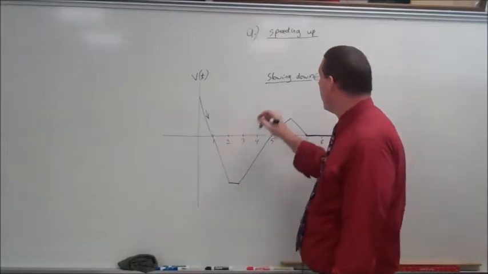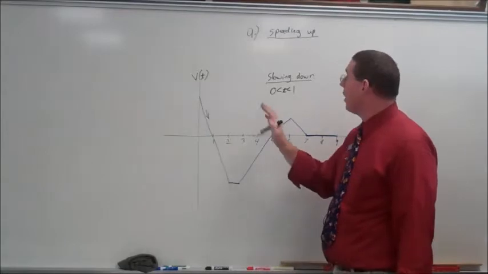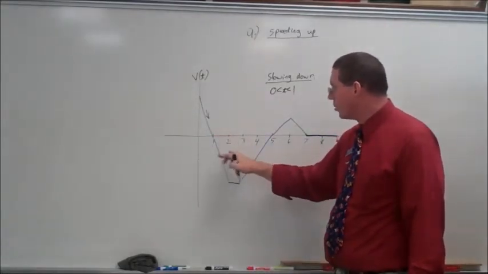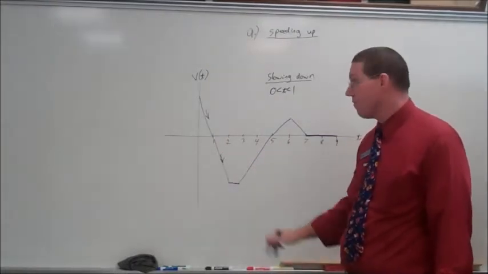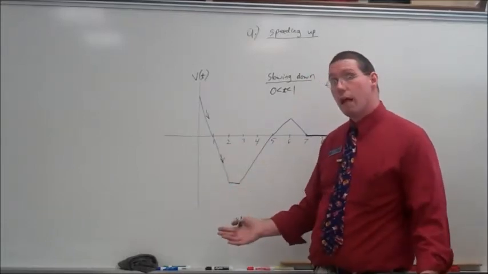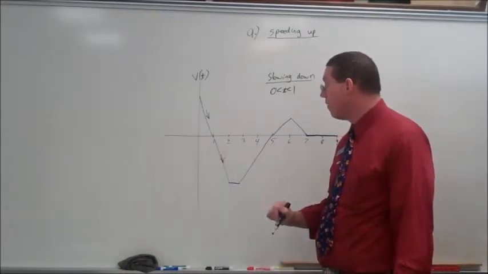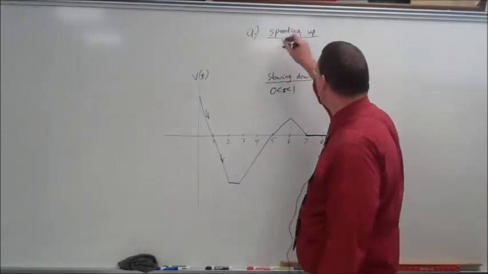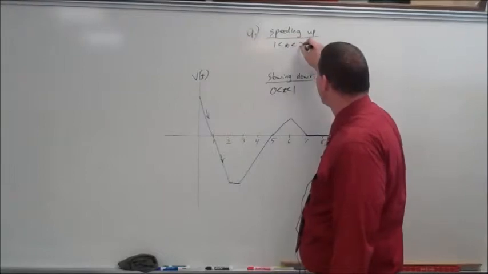So from 0 to 1, the object is slowing down. But starting at 1 and going to 2, acceleration is still negative because velocity has a negative slope, but velocity is below the t-axis. So velocity is negative. So from 1 to 2, velocity is negative and acceleration is negative, so that means that it is speeding up from 1 to 2.